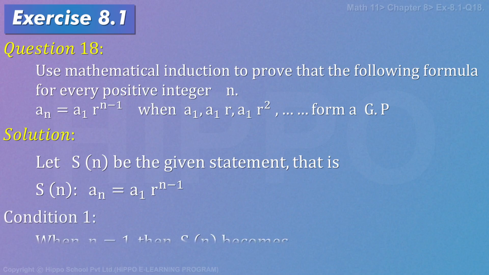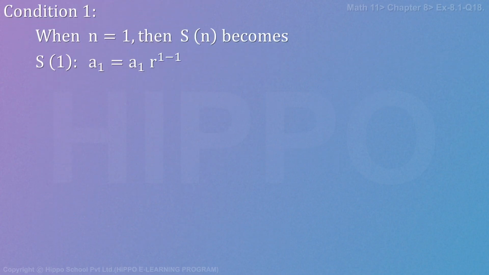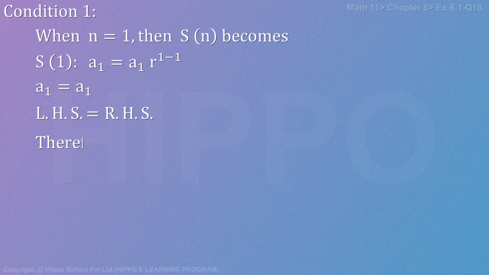Condition 1: when n equals 1, then S of n becomes S of 1, such that in place of n we put 1, a1 equals a1 r raised to power 1 minus 1. a1 equals a1, because the power 0 of any variable is equal to 1, which implies left hand side equals right hand side. Therefore condition 1 is satisfied.